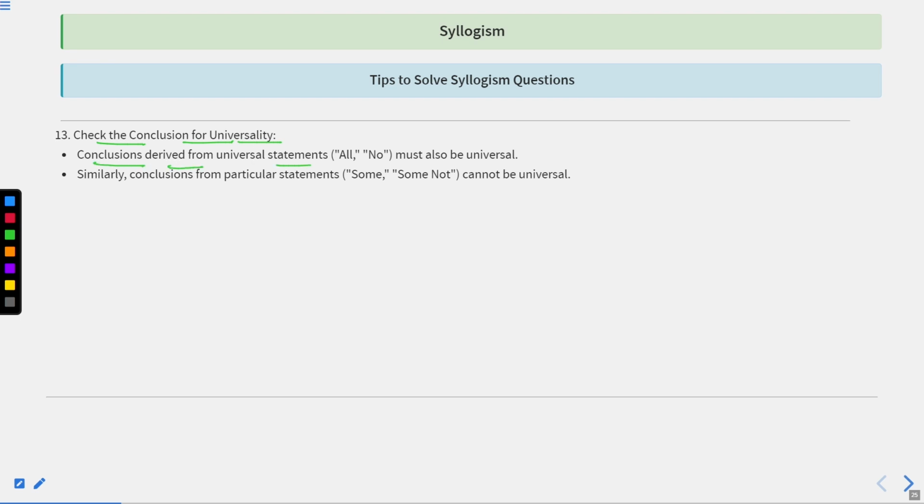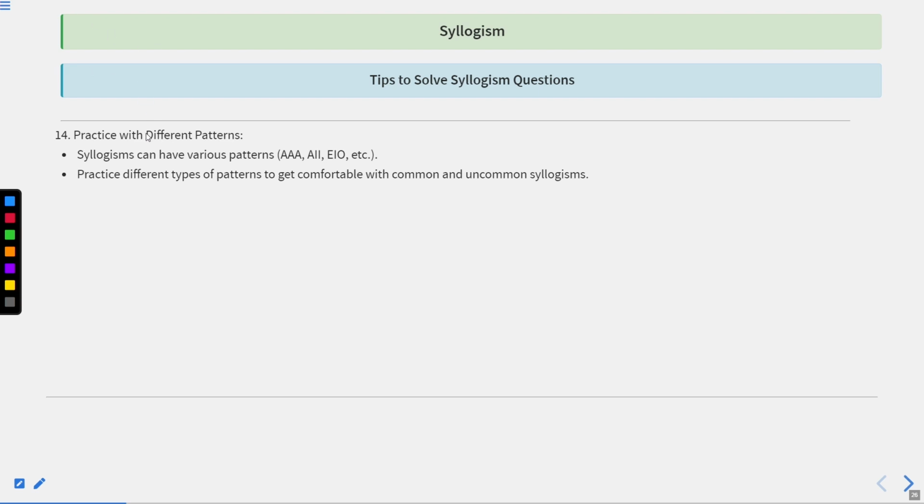Conclusions derived from the universal statements, all, no, must also be universal. Similarly, conclusions from the particular statements, some, some not, cannot be universal. It means that if you are saying that some A are B, then the opposite of it, that all A are B, cannot be the conclusion. If the word some has been mentioned, that it is a particular statement, then it will remain some. It cannot be considered to be universal. But the opposite of it, all A are B, so some A are B, that is possible. Correct? So you need to understand the relation and the universality of those statements.